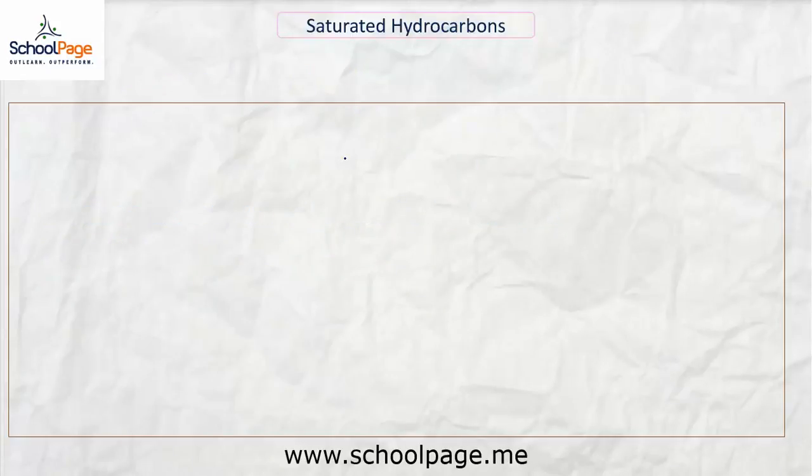Saturated hydrocarbons. Saturated hydrocarbons are the compounds which have single bonds between the carbon atoms in a carbon chain. For example, ethane. Ethane has the molecular formula C2H6. Let us now write the structure of ethane.